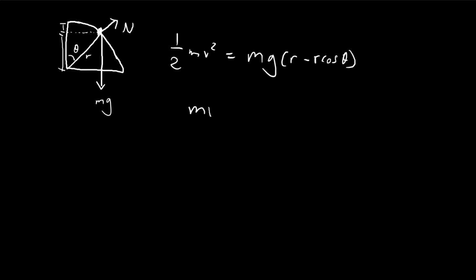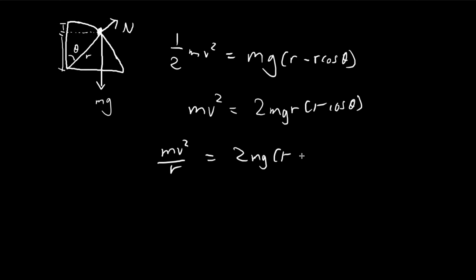And then we see that mv squared is equal to 2mgr(1 minus cosine of theta). And so we see that the centripetal force is equal to 2mg(1 minus cosine theta). And this is going to be equal to the net force that's acting on the particle.